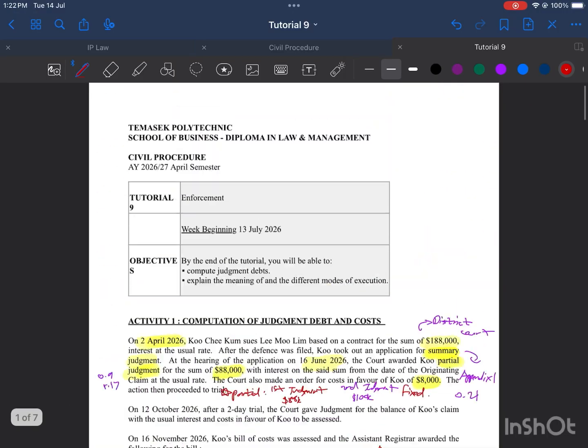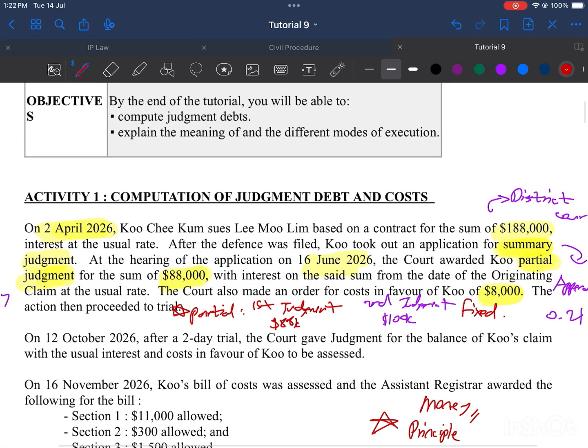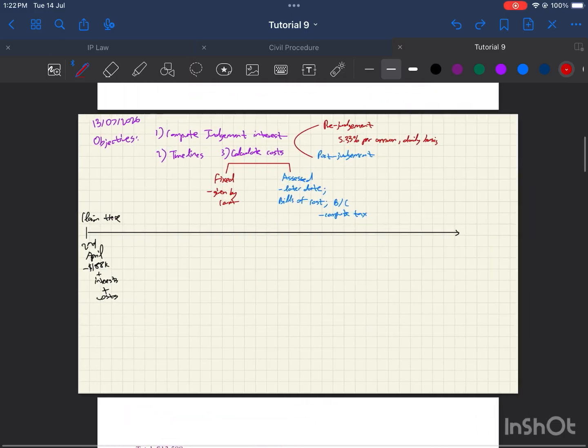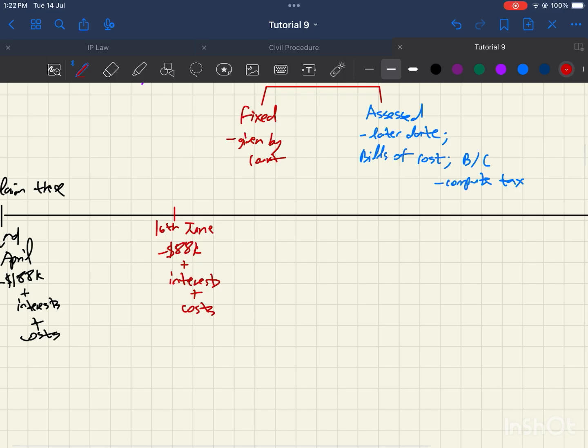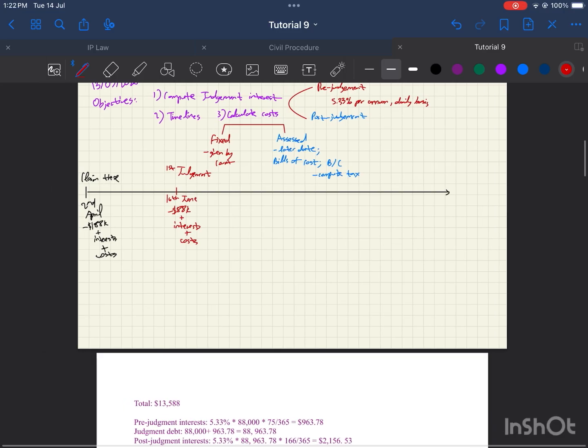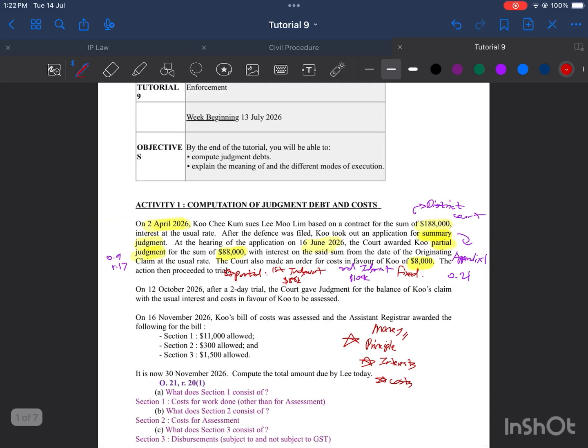Now, the first major milestone happens on the first judgment date, which is this, right? 16 June here. So 16 June over here. This is when the court awarded 88K, right? And it comes with its own interest and cost. Okay, so this is the first judgment. Remember, when it's partial, it's not complete.